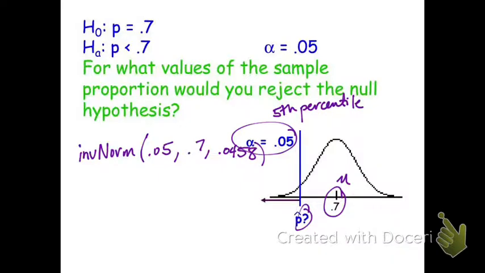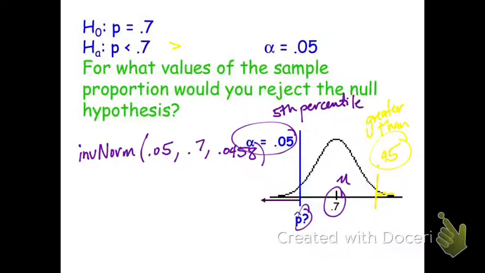Now, I'm going to talk about one thing. If it were a greater than test, then I would go up to the 0.95, because you need the 95%. If I got anything greater than that, then I would reject. If it were a greater than test, you'd want to go to the 95th percentile. Anything less than 95, I would fail to reject. Anything greater than 95, I would reject. So it's always toward the tail end.